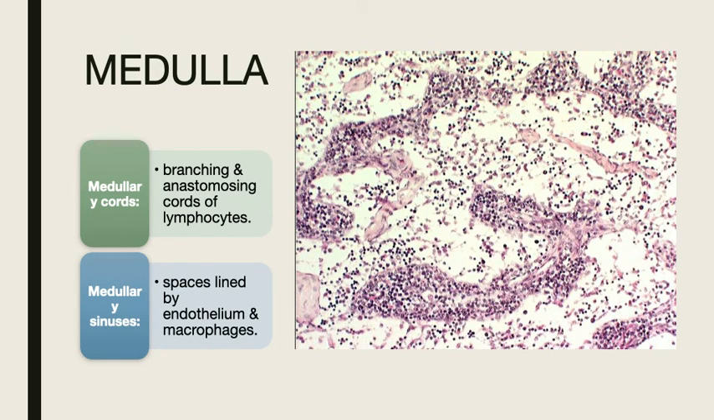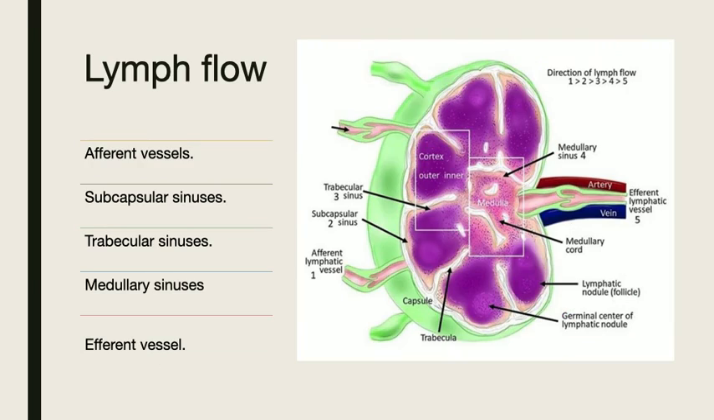The medullary sinuses are the spaces between the medullary cords and trabeculae. They are lined by endothelium and macrophages. They contain lymph received from the cortical sinus. So how does the lymph enter and leave the lymph node? As its function is filtration of the lymph.